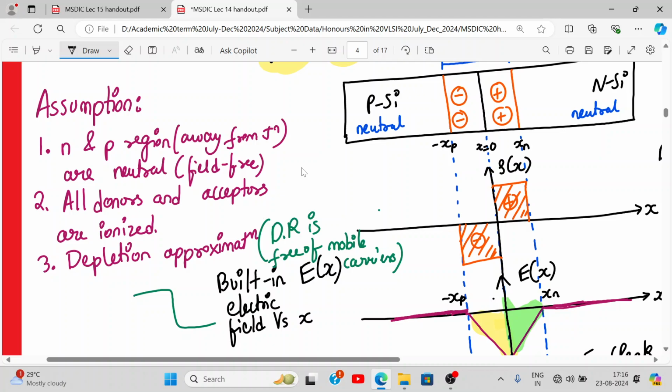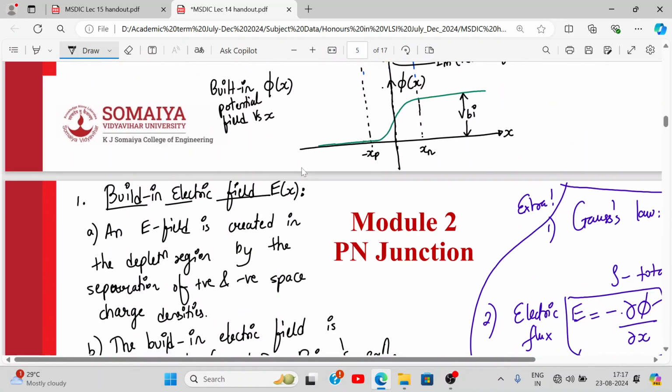It means that the depletion region doesn't contain any mobile carriers. It is depleted of charge carriers. Carriers which cannot move are present, but carriers which are mobile are not present. So that's the meaning. Depletion region means the depletion region is free of mobile carriers. Mobile carriers are not present. All right. So we went ahead with the derivation.